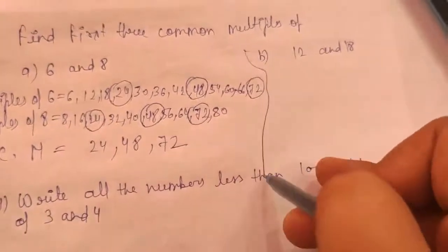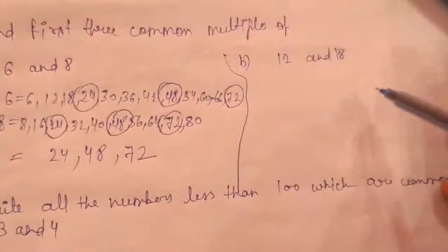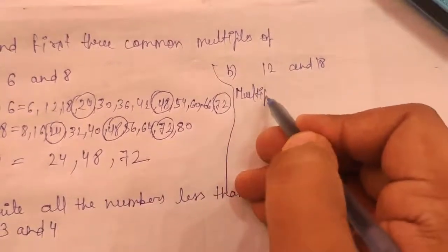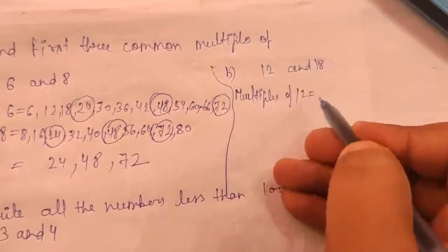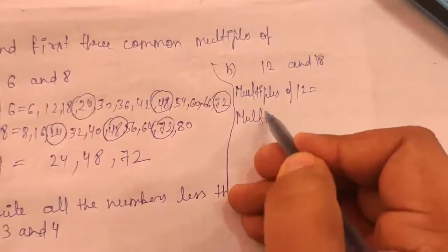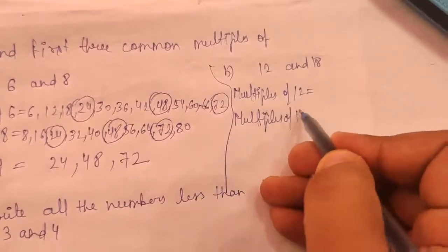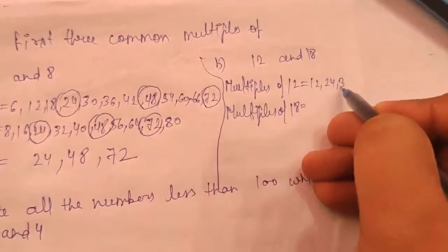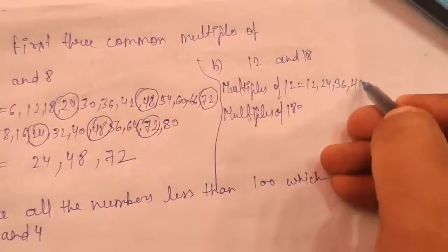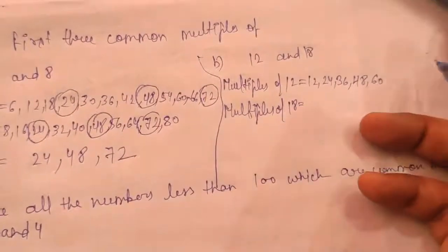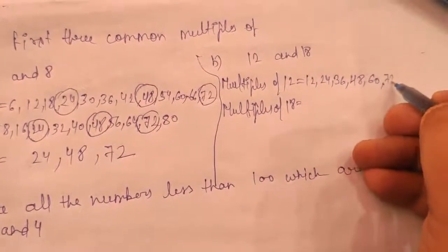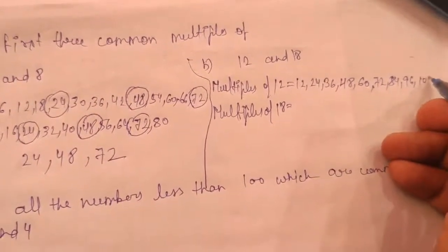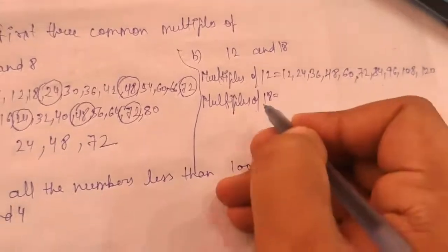Now come to the next question. It is 12 and 18. So we will write the multiples of 12 first, then the multiples of 18. 12 1s is 12, then 24, then 36, 12 4s are 48, 12 5s are 60. Continuing the table of 12, we write 72, 84, 96, then 108, and then 120.